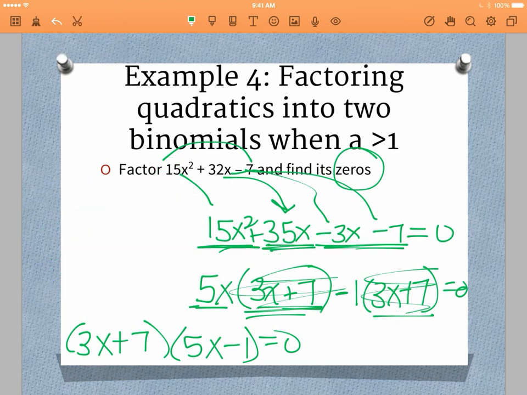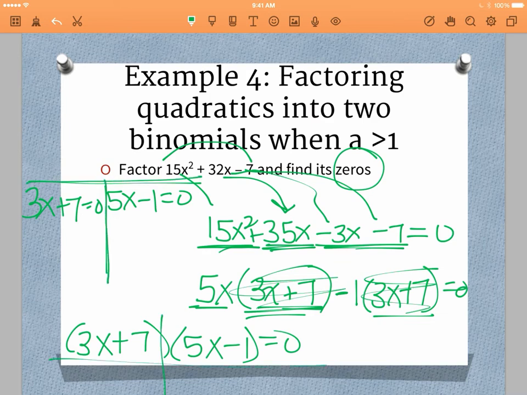You're going to get 3x plus 7 equals 0, and 5x minus 1 equals 0. Again, this is called a t-chart. Set both of the roots equal to 0. I subtract 7 from both sides. I get 3x is equal to negative 7. x is equal to negative 7/3.